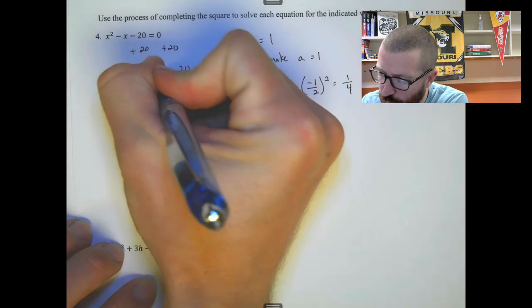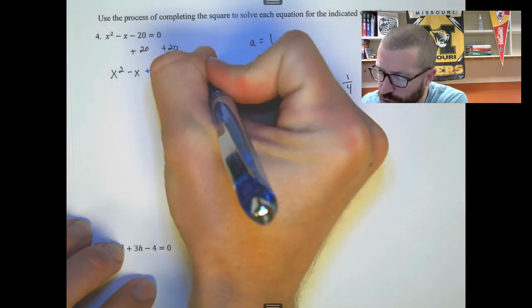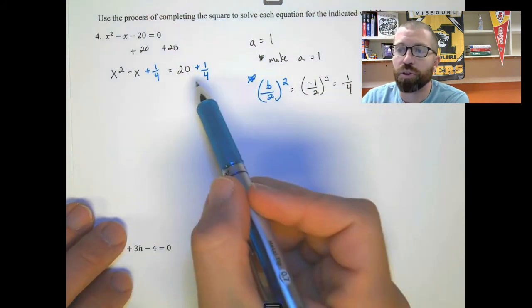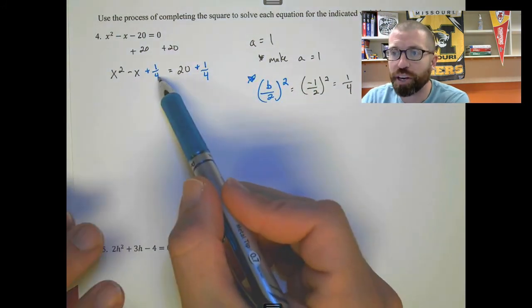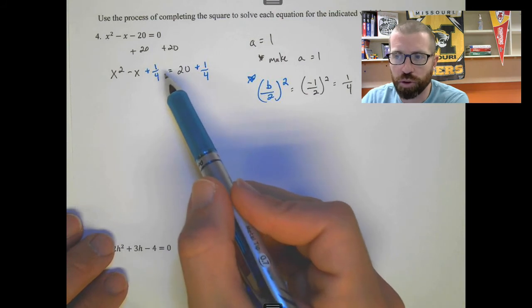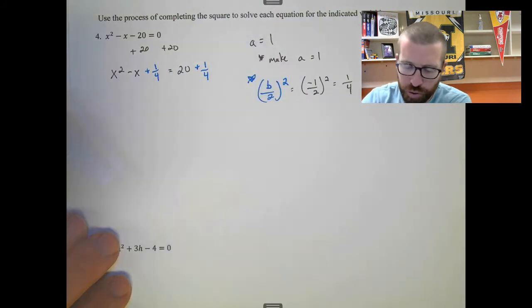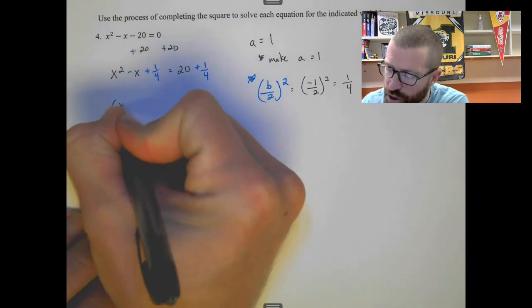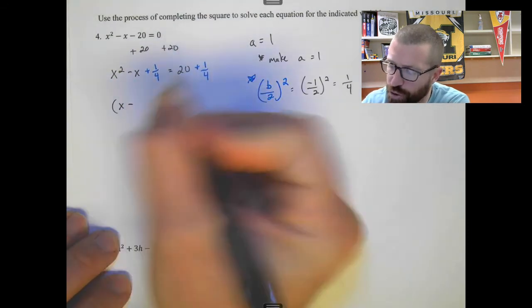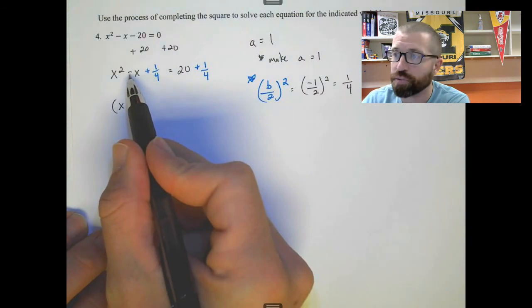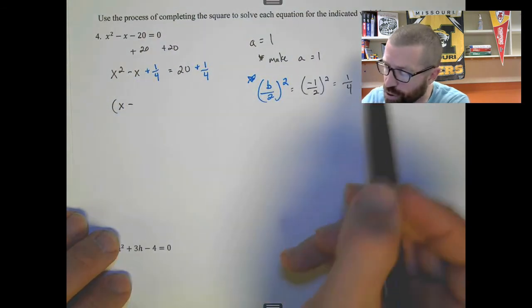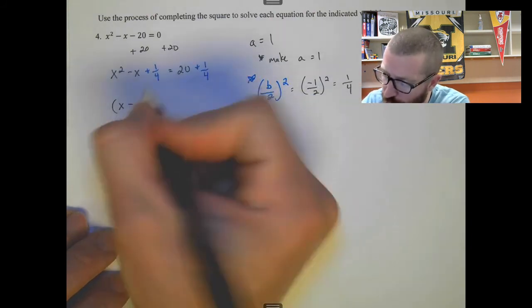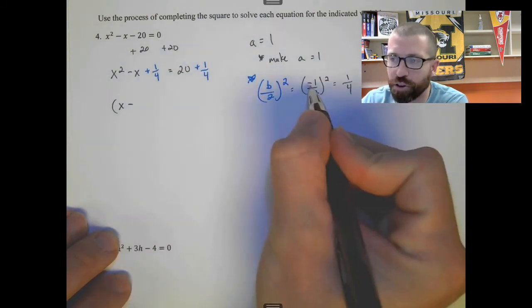So plus 1/4 and then plus 1/4. Okay, so now, what did that do? Well, that created a perfect square trinomial, which means this will factor down to x and then minus. So it's always the sign that's here, and then it's always the value that's here. So x minus 1/2. And really, it's the sign that's there too.